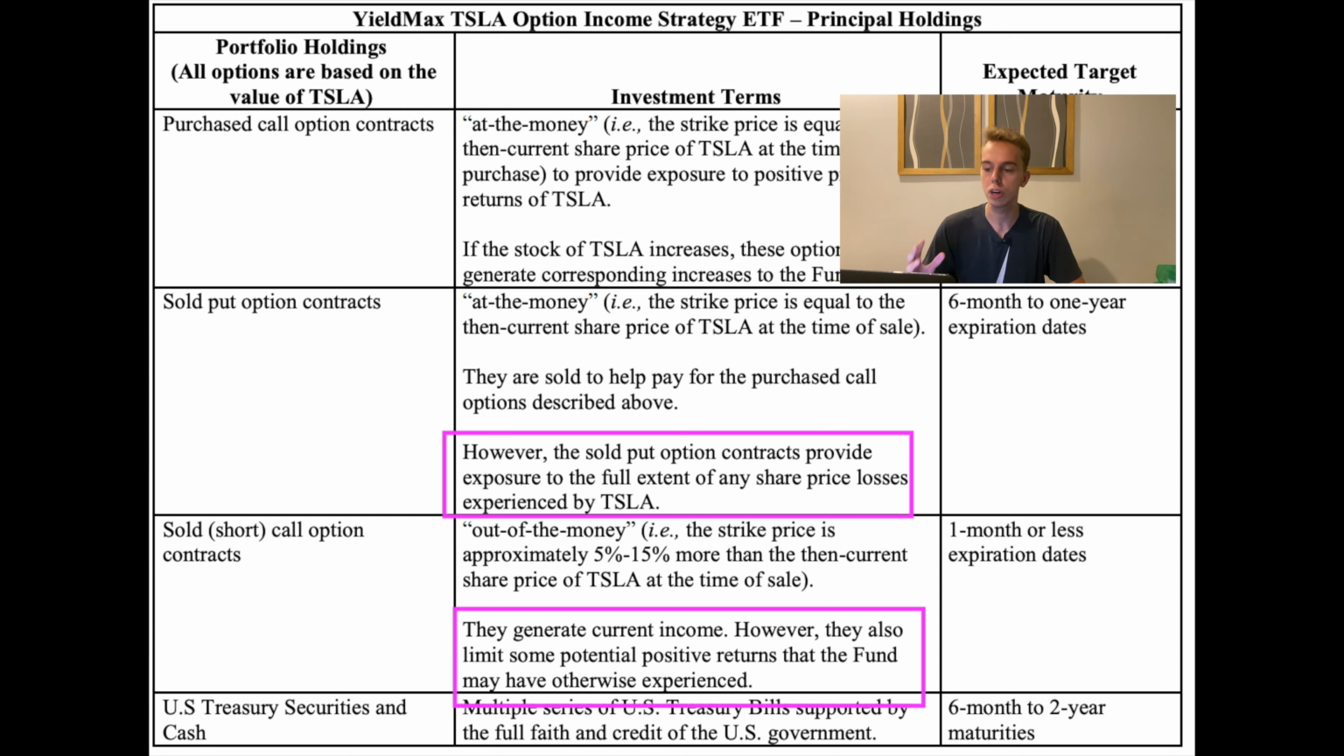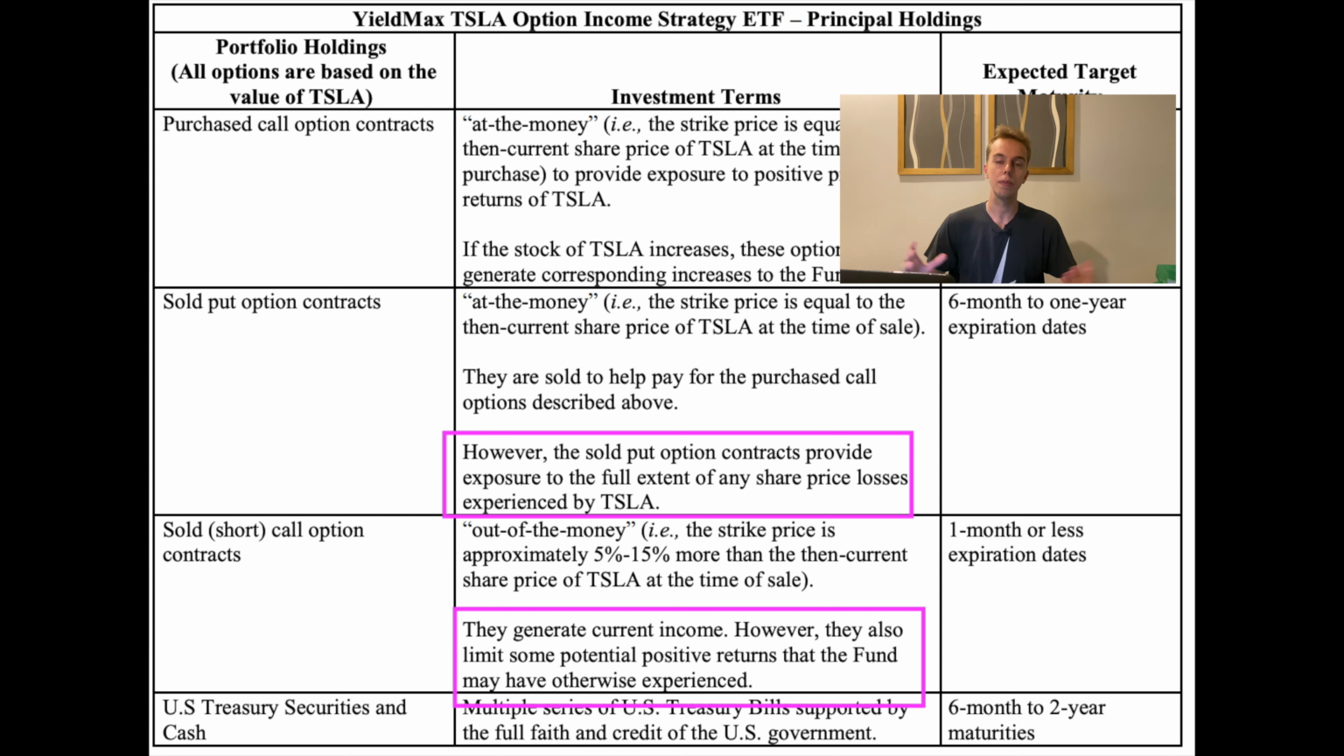So that means that the strike price is equal to the then current share price of Tesla. So same thing for the call. However, now you're selling a put. So if Tesla is trading at $280, you sell the 280 put. If it's trading at 350, you sell the 350 put. So the same for the expected target maturity, same 6 months to 1 year.